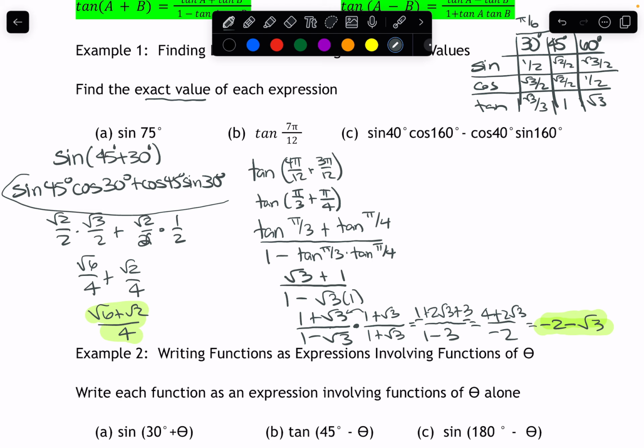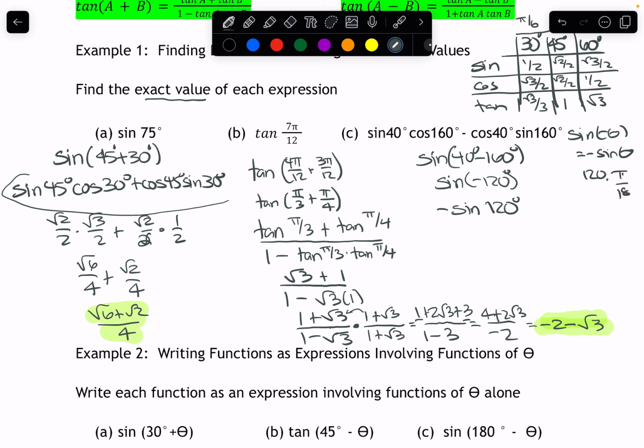Finally, the last example here, they want you to recognize that it's the sine, cosine, so this is the difference identity. So it's sine of 40 minus the sine of 160. So that's the sine of negative 120. And again, by your even-odd identities, the sine of negative theta is the opposite of the sine of theta. So that's going to make this the opposite of the sine of 120 degrees.